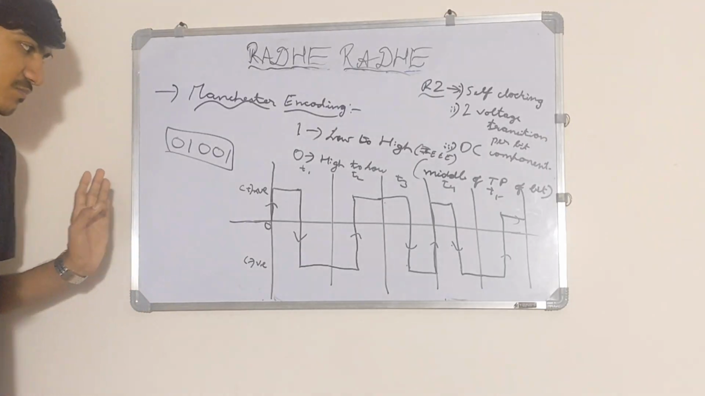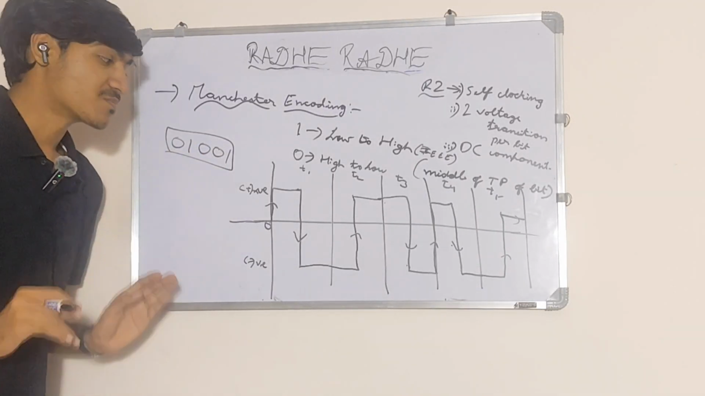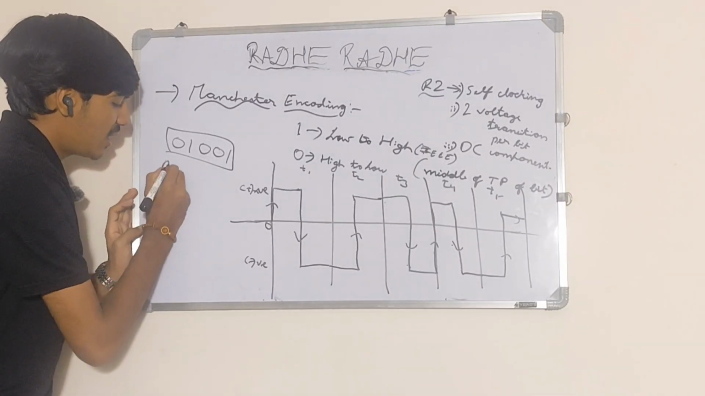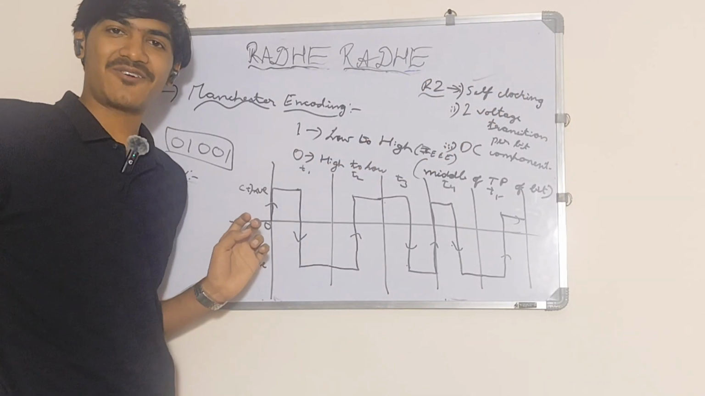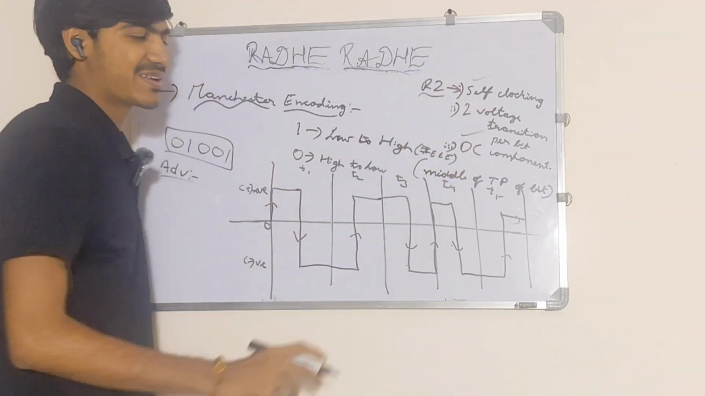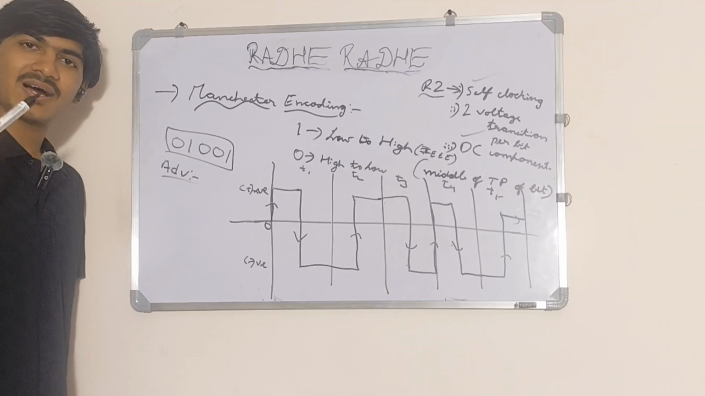Fine, this is nothing but Manchester encoding. Now coming to the advantages of Manchester: self-clocking, and DC component eliminated. These two are advantages.